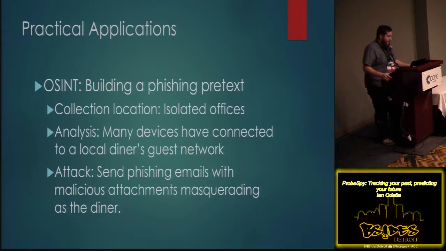So if you're able to collect enough information from devices that aren't already associated with the client's Wi-Fi deployment, and you're able to identify maybe a local diner or restaurant, whatever, that many people have connected to, maybe you could attempt to build some kind of phishing pretext based off of the company's widespread clientele of this business. Personally, I'm a little fuzzy on this one. It seems to me like it could go into the spam folder really easily, but maybe some of you guys are a little bit craftier with setting up your phishing stuff than I am.